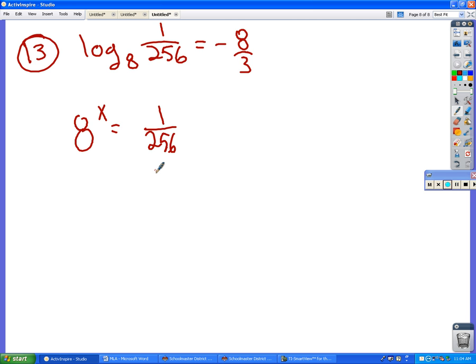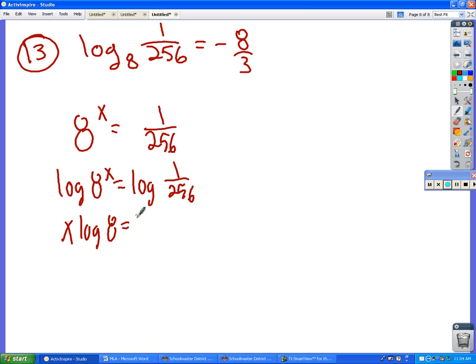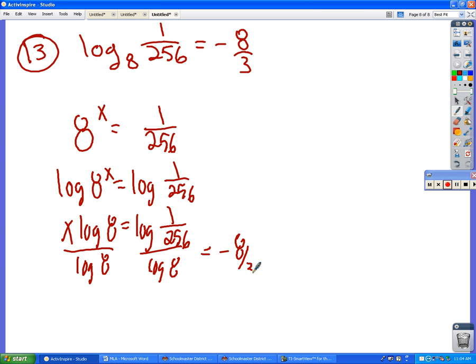Okay, well, how do we get the x out of the exponent? Log both sides. So make it log 8 to the x equals log of 1 over 256. Then we're going to put the x in front of the log. Okay, and then to solve for x, you divide by log 8. And if you do that, coincidentally, no, it's not a coincidence, you will also get negative 8/3, which is negative 2.6 repeated.